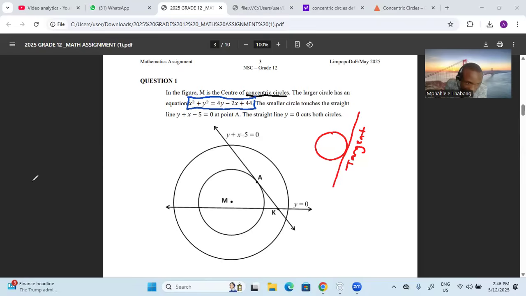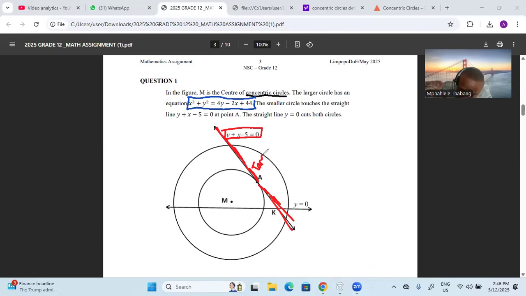So this straight line here, when we go back to our question, y plus x minus 5 equals 0. I'm going to represent this line with a red color. This straight line touches the circle only at one point, at A. So this straight line is a tangent.